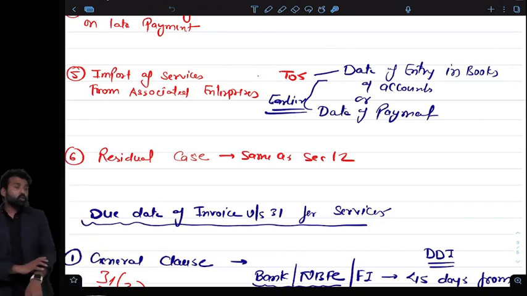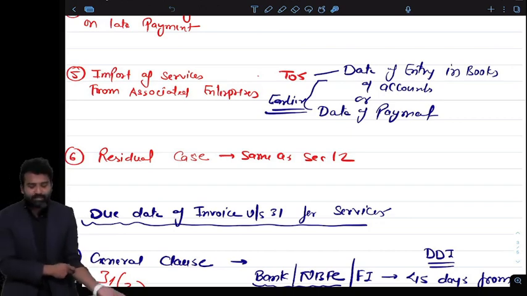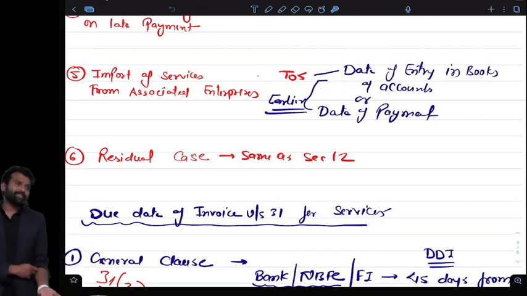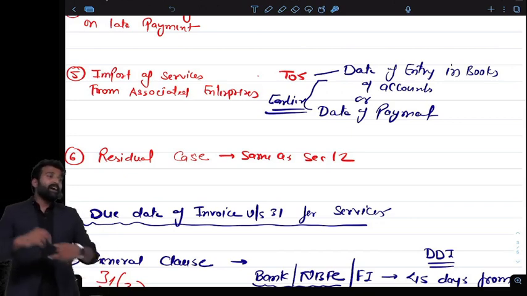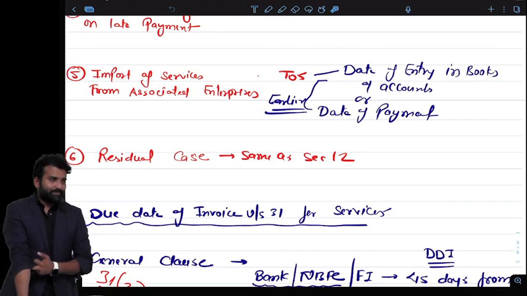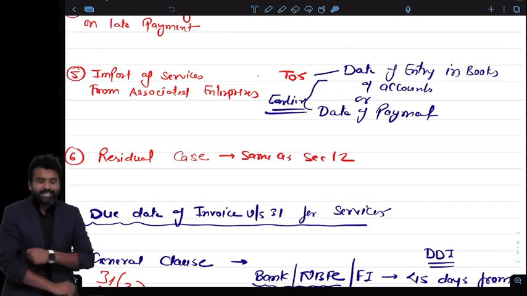Date of entry of receipt in books of account, or date of payment, whichever is earlier. So if I am importing something from my relative, and if it is without consideration, then the date of entry in the books of account is the relevant date. And if I am paying something, then entry or payment, whichever is earlier, is the time of supply. It is for import from relatives. So this is all about section number 13.